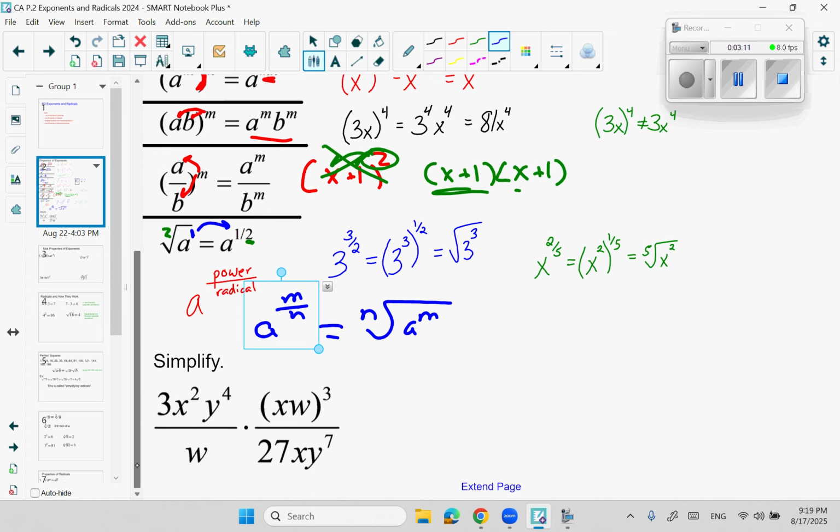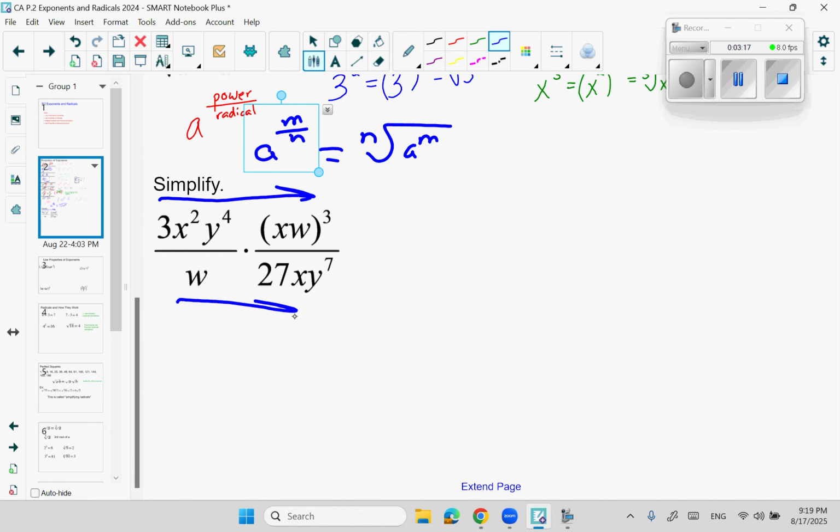So let's take a look at some. Here I'm multiplying two fractions as we talked about in section 1. That is just multiplying straight across. So I can distribute this. I get 3 times nothing, so I'm just going to keep the 3. I like to multiply the numbers together. There's no other numbers there. I get x squared times x to the third. So I would add those exponents.